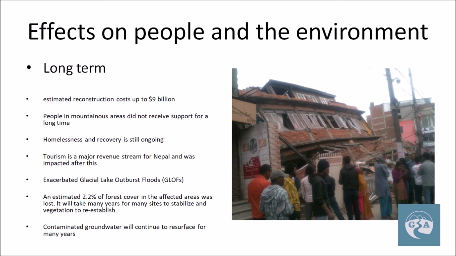An increase in glacial lake outburst floods. Because there was the shaking and the cracking, there was a weakening of the ice, which caused a lot of glaciers to melt easier. About 2% of the forest cover was affected in the area and was completely lost.